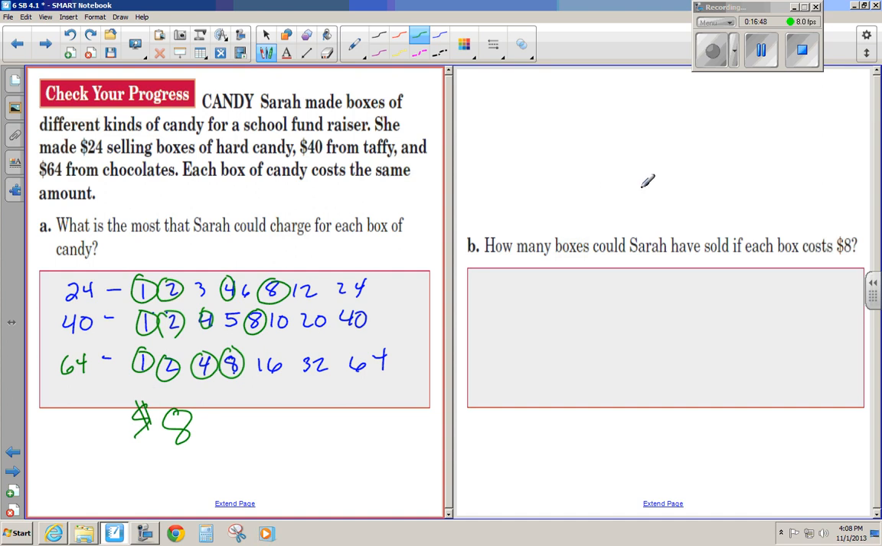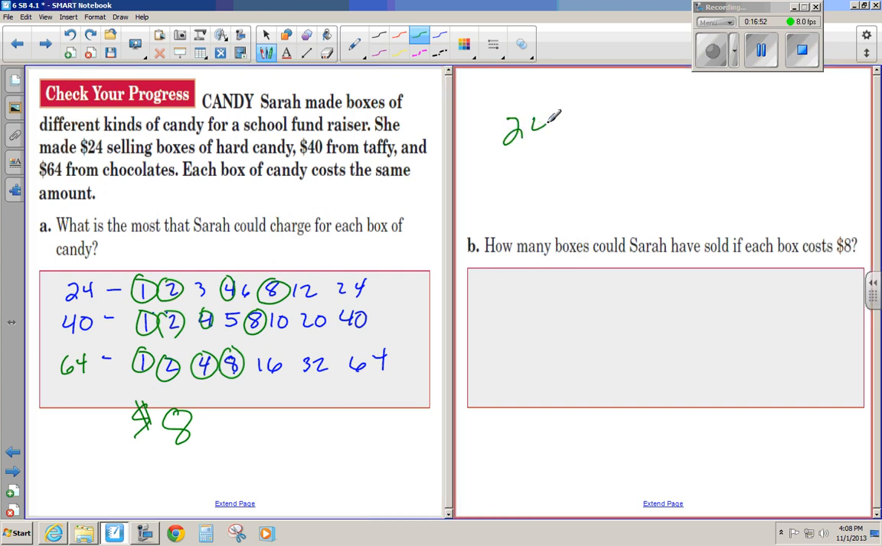So how many boxes could they sell for $8? Well, we add up 24 plus 40 plus 64, just like the example. And you get 128. You divide by how many dollars per bag, and you get 16.